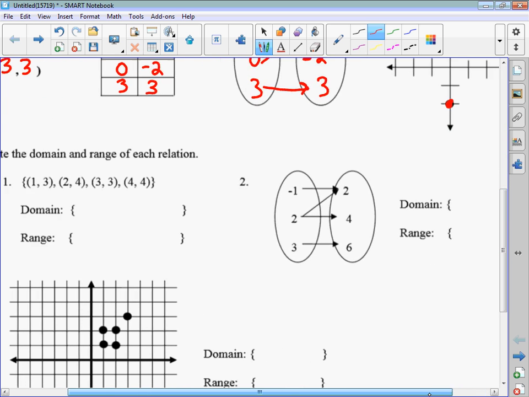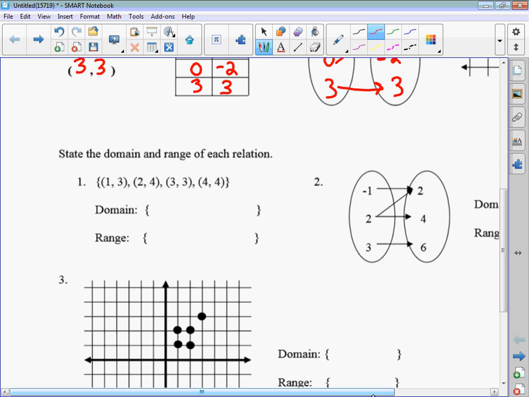These are some practice problems for you to go over. Go ahead and pause the video and work through all 3 of these, and then come back to check them. All right, hopefully you have worked through all 3 of these examples. I will go over the answers very quickly. For the domain of number 1, we are looking at 1, 2, 3, and 4. And for the range, we are looking at 3 and 4. 3 and 4 are repeated in the range. That's okay. We're just going to write them one time each.